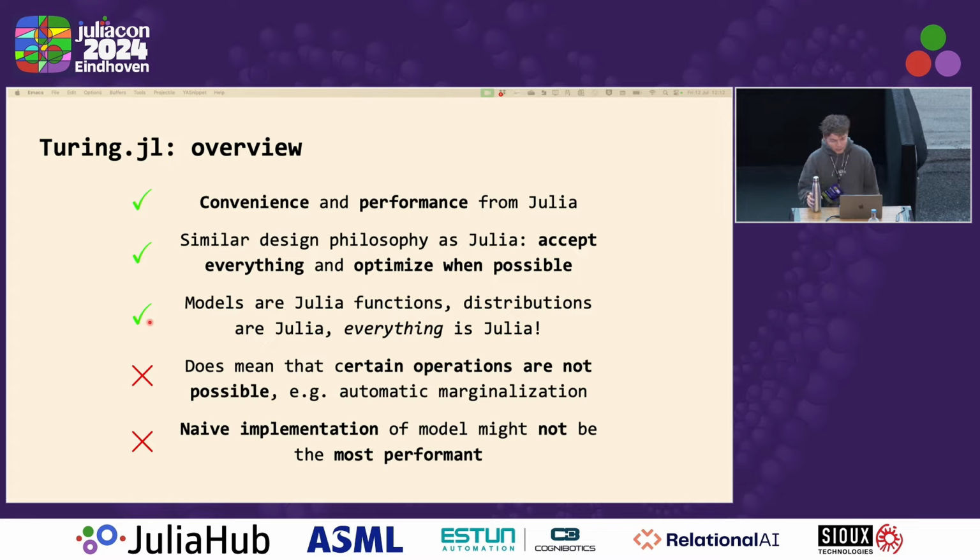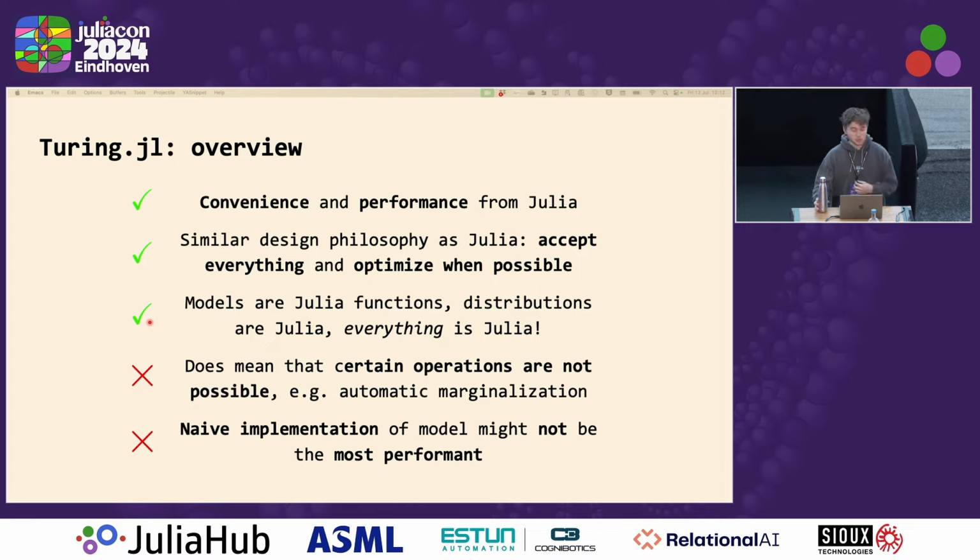So, Turing.jl overall, the strength is that it's convenient and generally performant, particularly if you write the model in the right way. Really just thanks to Julia. It's very similar in design philosophy to Julia. The idea is that we accept everything, we allow the users to do whatever they want, and then we optimize when possible. And so we have different modes of running the model. Effectively, one is faster than the other.